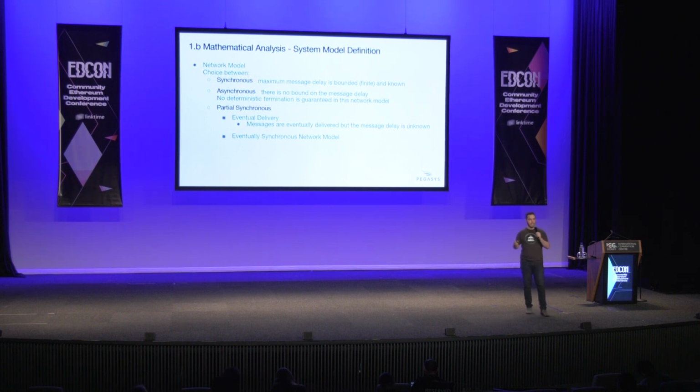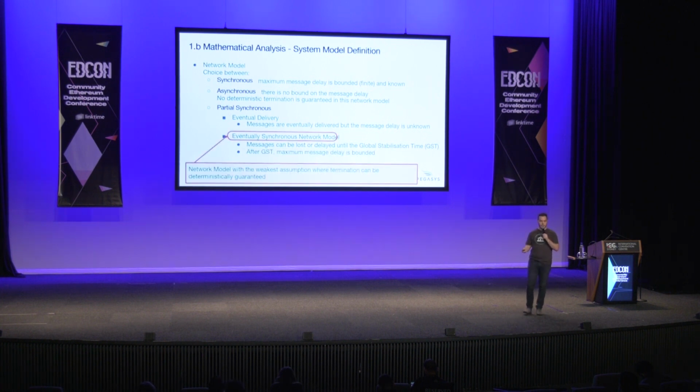There is a bound on the message latency, but this bound is unknown. However, it's constant. And then you have the eventually synchronous network model, where you assume that there is a point in time called GST, or global stabilization time. Before this point in time, the network is asynchronous, so you can lose messages. But after GST, the network acts synchronously. The model that we considered is this last one, because it's the model that has the weakest assumption, and at the same time guarantees deterministic termination of the consensus protocol.